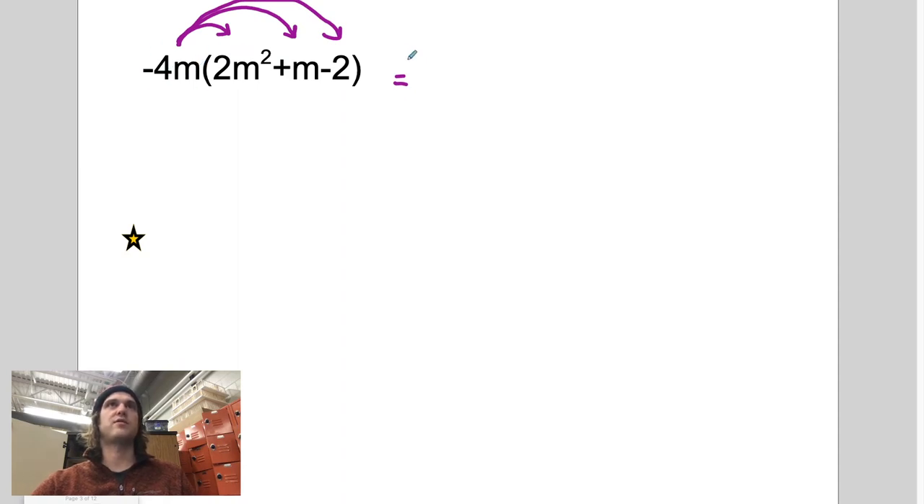-4 times +2, a negative times a positive is a negative. And then m to the first times m to the second is m to the third. Okay, let me just do this process again. A -4 times a +1 is a -4m, this is m to the first, and m to the first, which will be m to the second. -4 times -2, a negative times a negative is a +8, and there's no m there, so the m from -4m comes along.